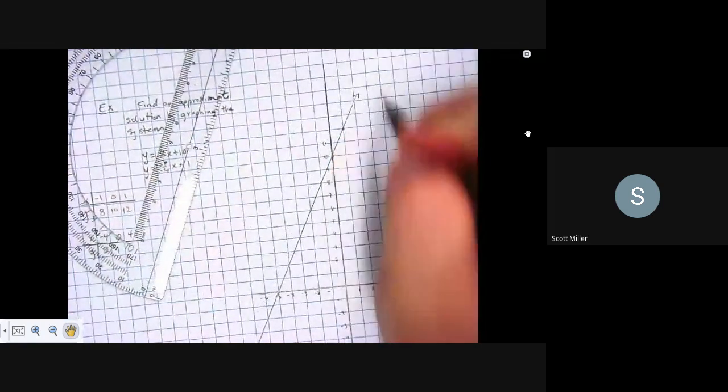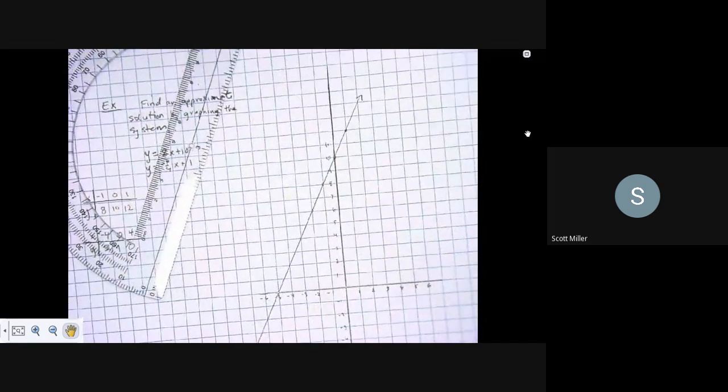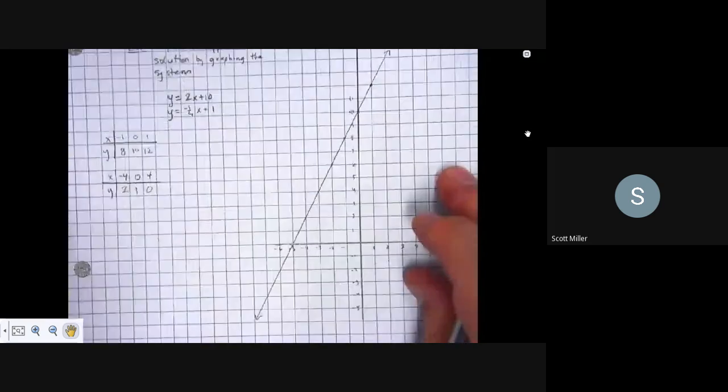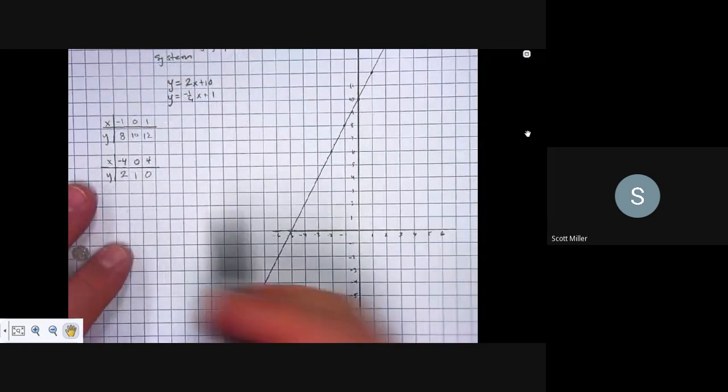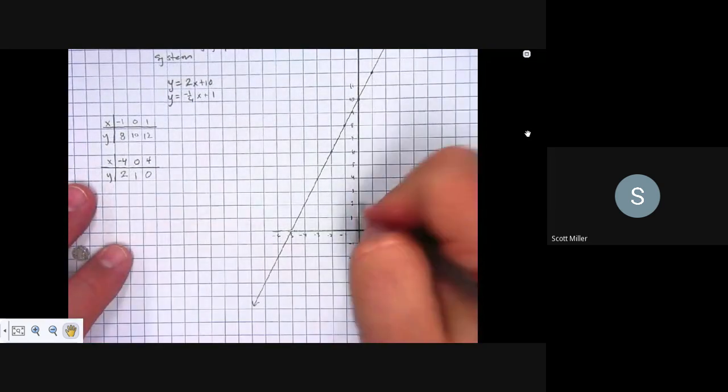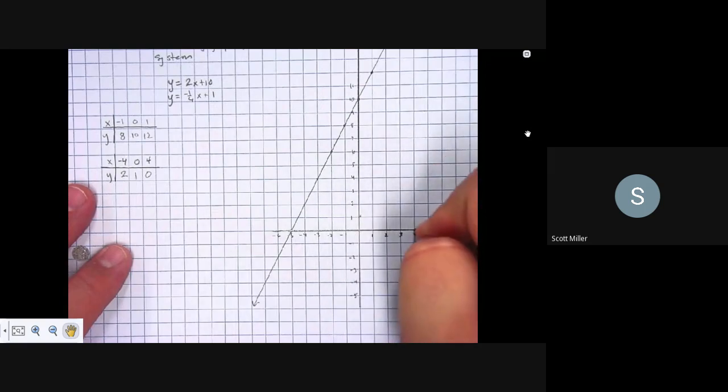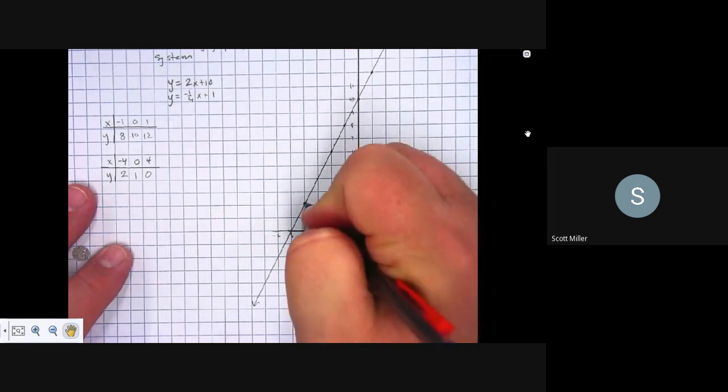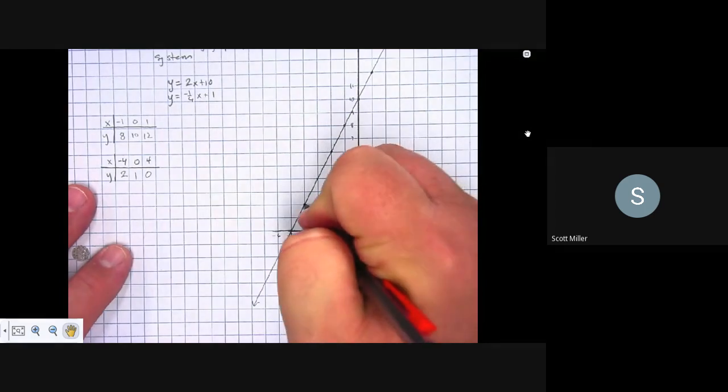So this is the first line. I'm going to come back and label it all later. Graph this one: 0, 1, 4, 0, negative 4, 2, and look at what we see right there.